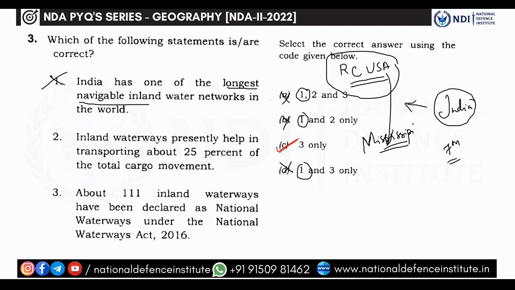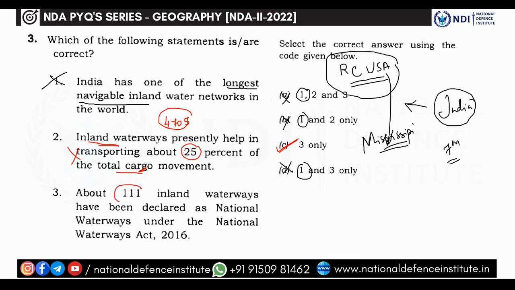Inland waterways presently help in transporting about 25% of total cargo. No. India's inland waterways are only now developing, and we have almost 4 to 5 inland waterways working, and that does not comprise 25%. Of course, your external marine waterways is the one having much of the cargo movement. So the second one is wrong.